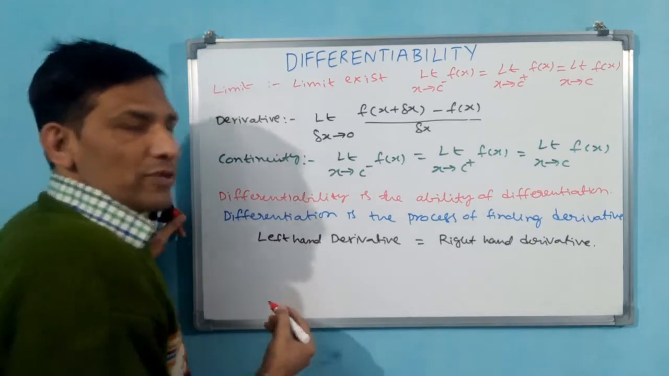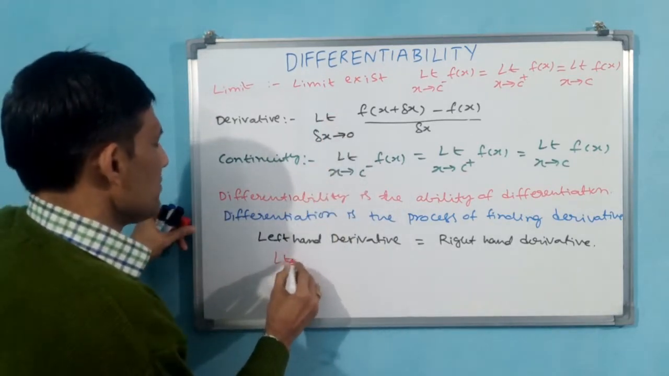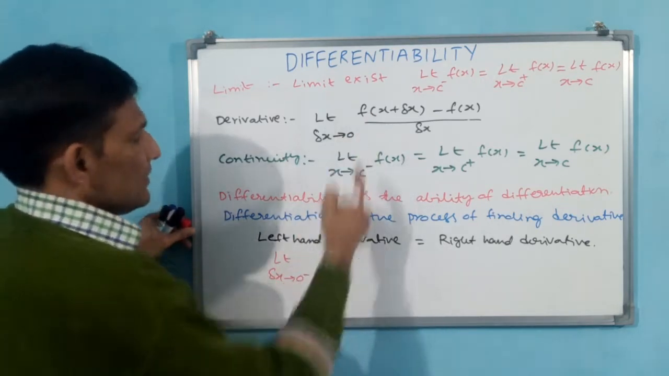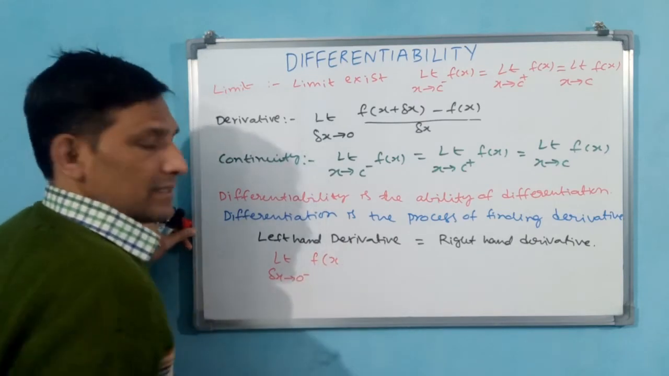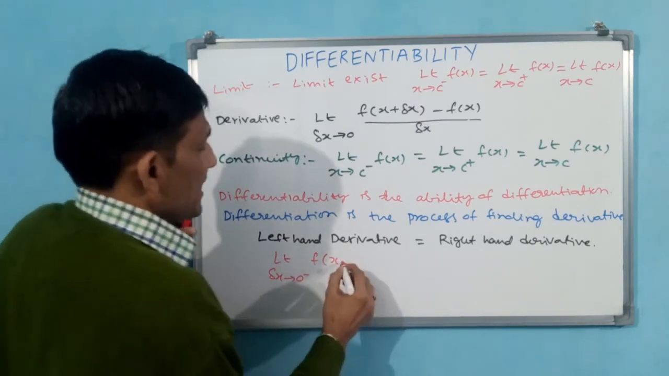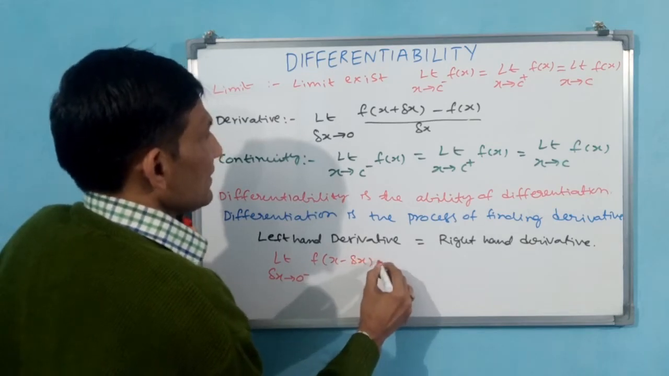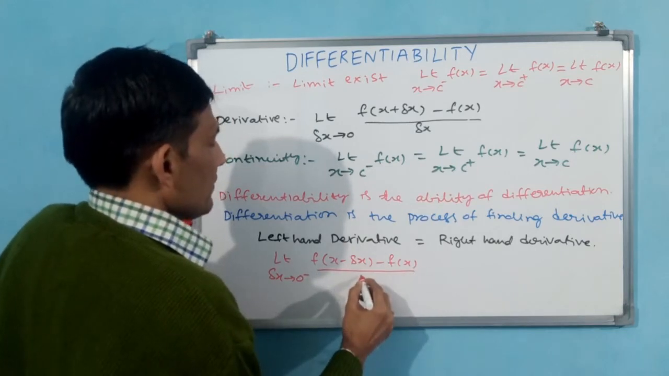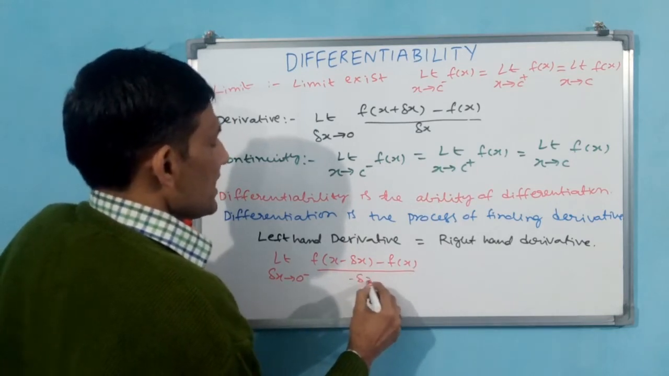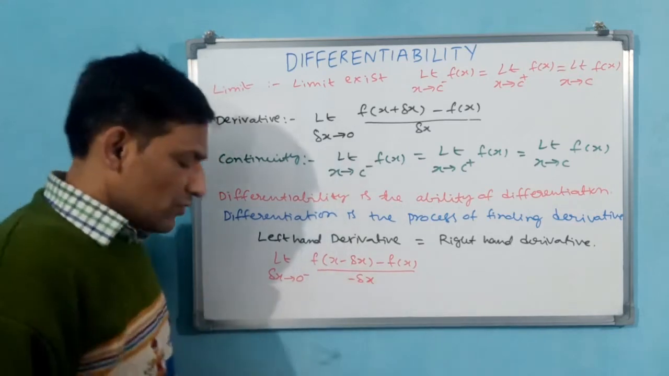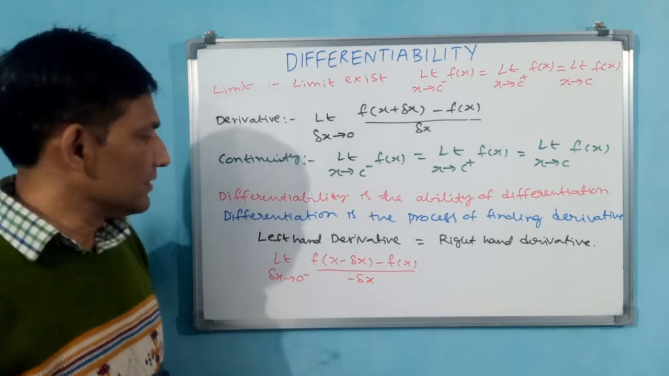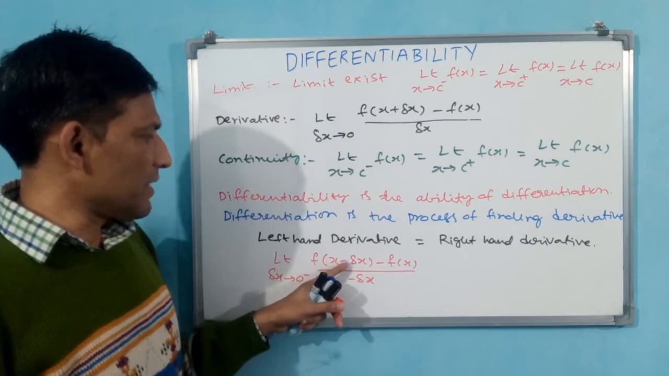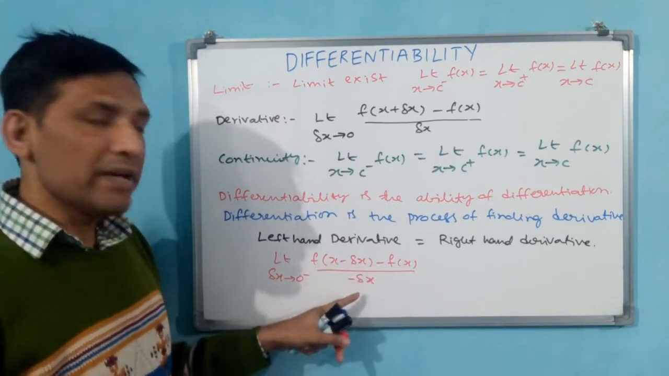Left hand derivative means what I am going to write like this. Limit delta x tends to 0 minus, left hand is minus. Write down f of x minus delta x minus f of x, divided by minus delta x. Is it okay? f of x minus delta x minus f of x by minus delta x.